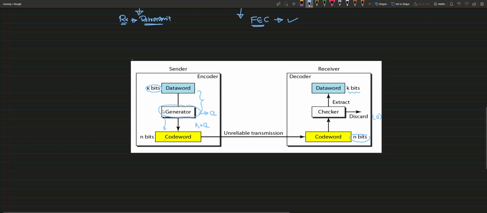For error detection or correction, we usually use one arithmetic called modular arithmetic.